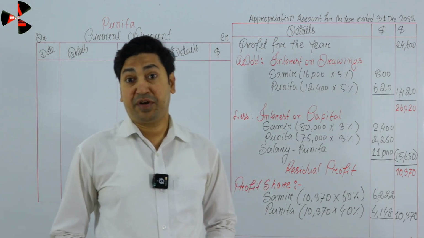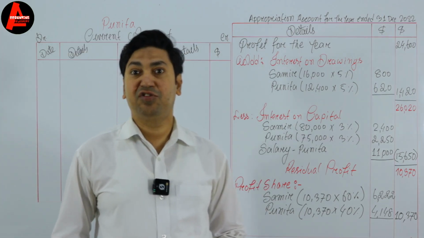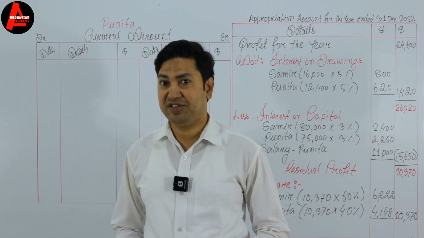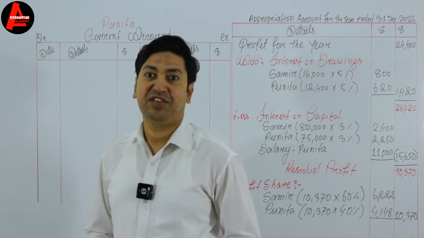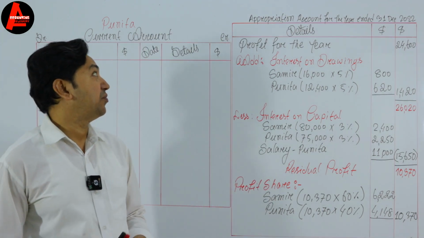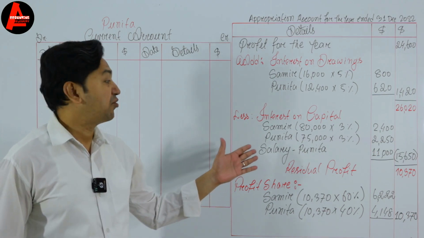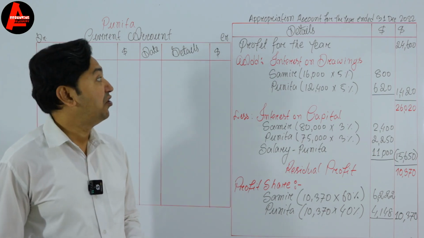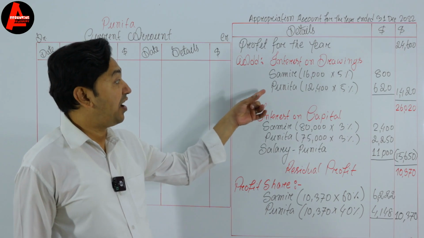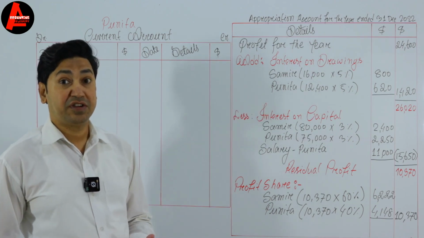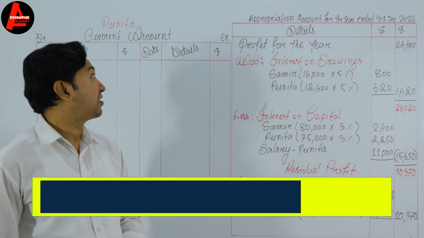This is the second part. Here we will learn how to prepare current account, partner's current account. In our previous tutorial, we prepared profit and loss appropriation account. Here, we see two partners, Samir and Punita. For these partners, we will prepare current account.